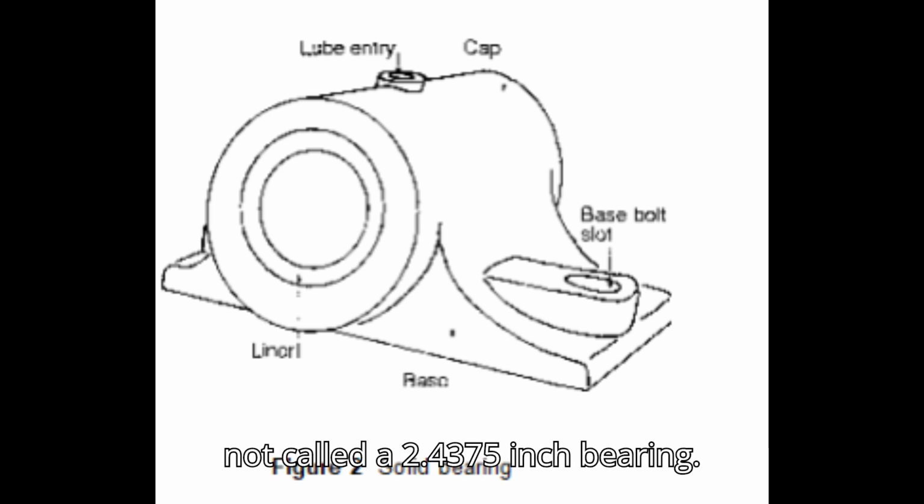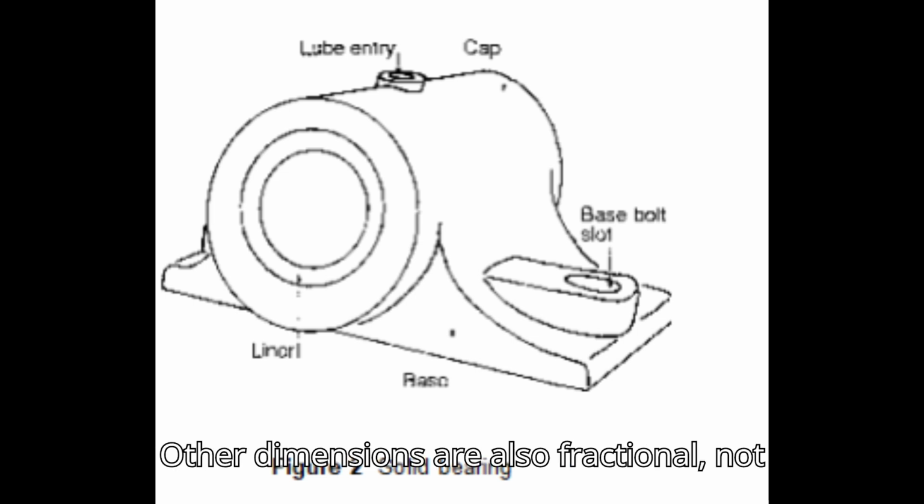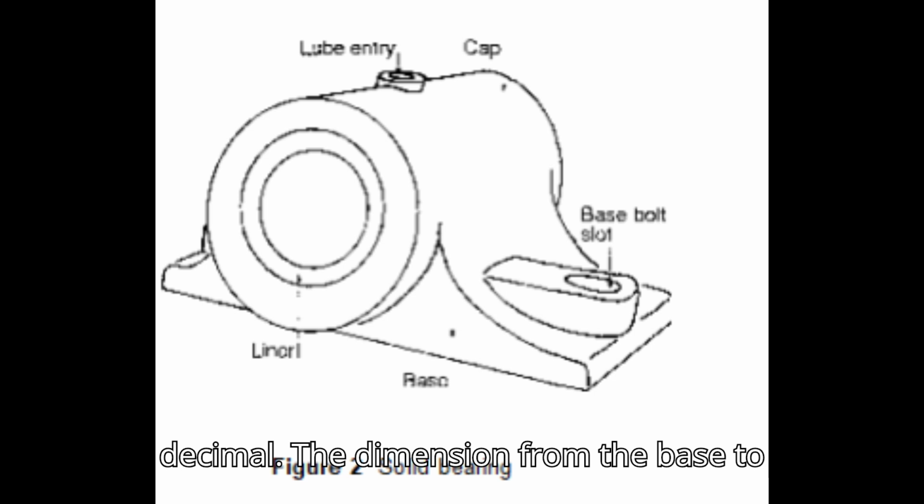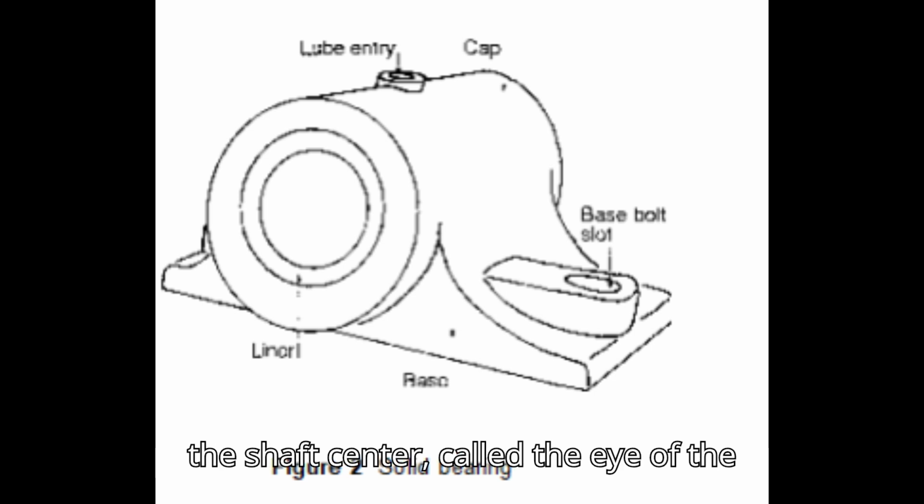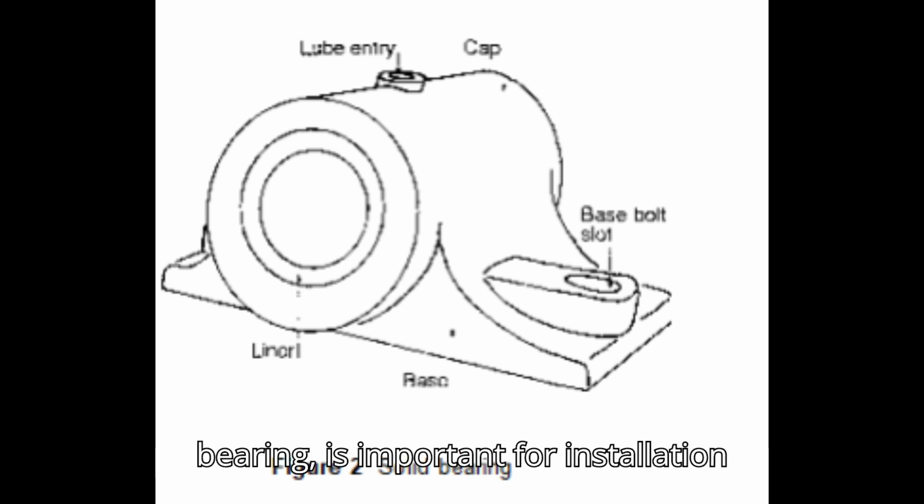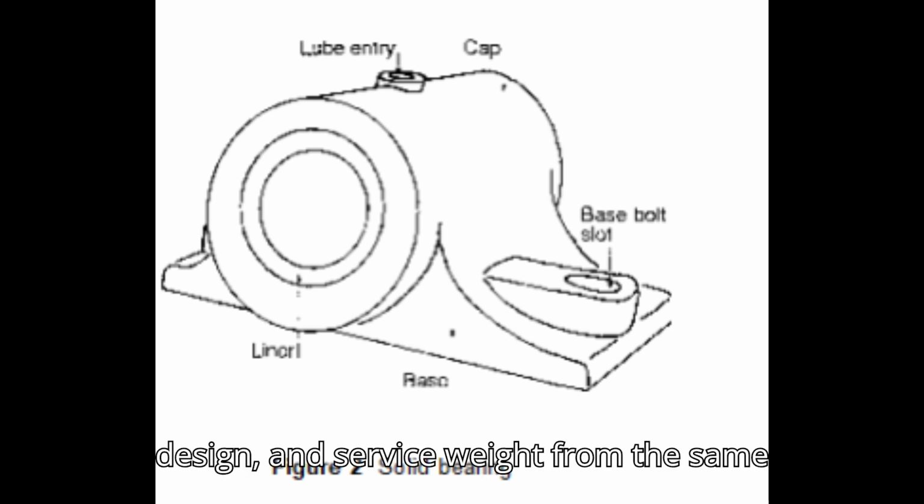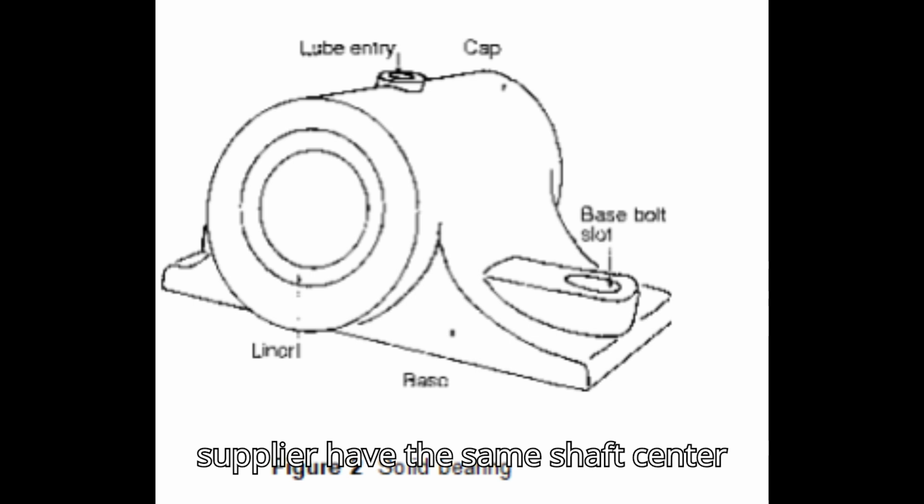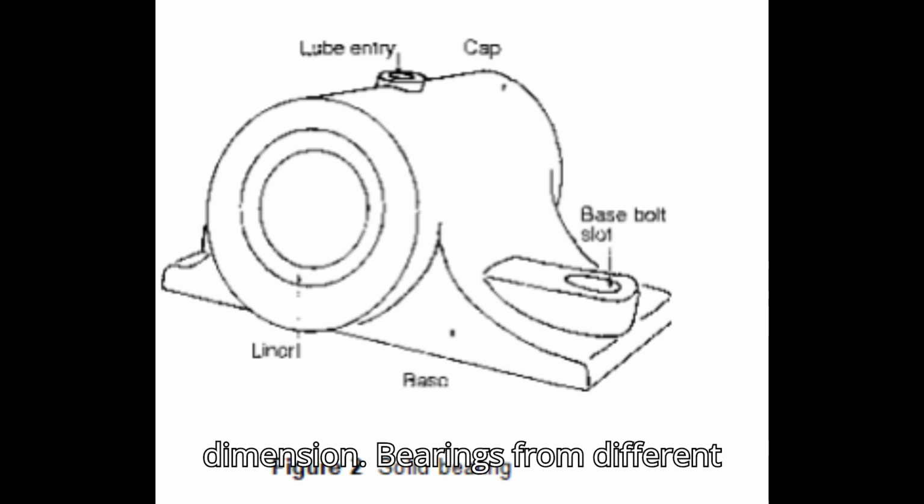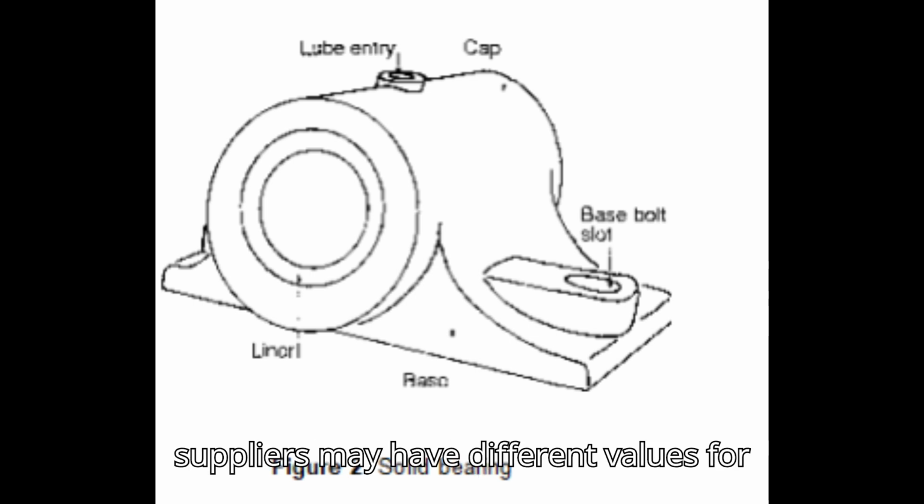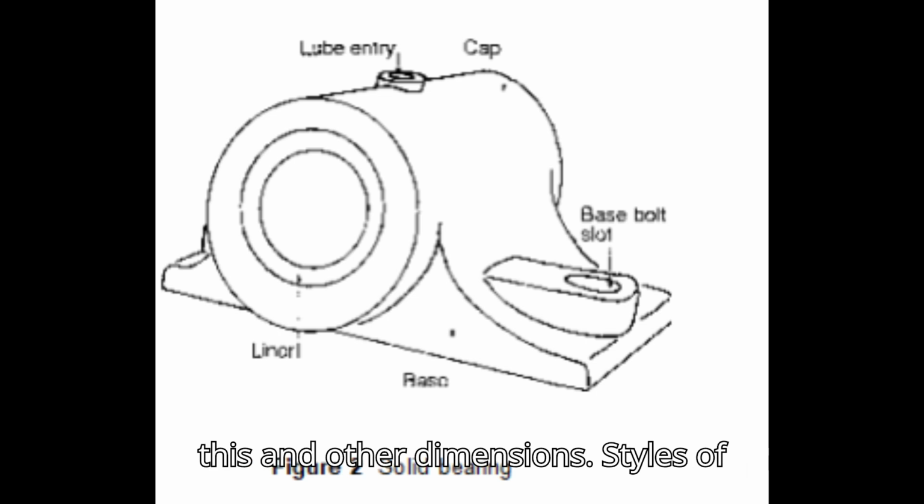Note this is not called a 2.4375-inch bearing. Other dimensions are also fractional, not decimal. The dimension from the base to the shaft center, called the eye of the bearing, is important for installation and alignment. Bearings of the same size, design, and service weight from the same supplier have the same shaft center dimension. Bearings from different suppliers may have different values for this and other dimensions.